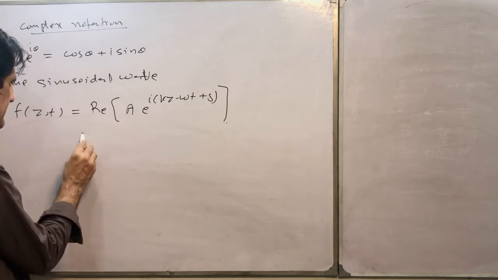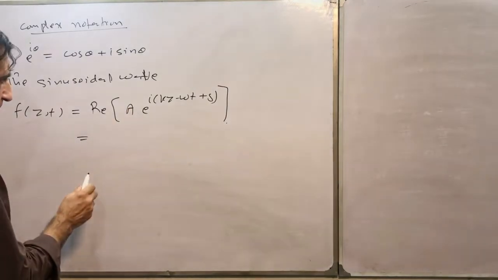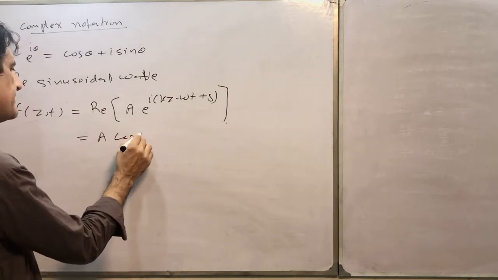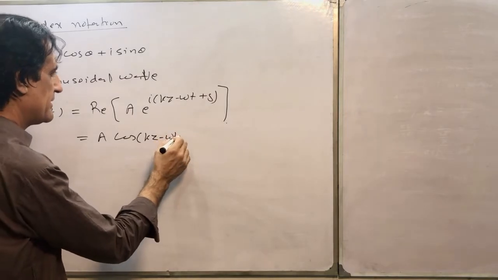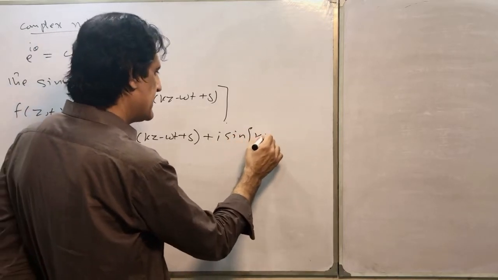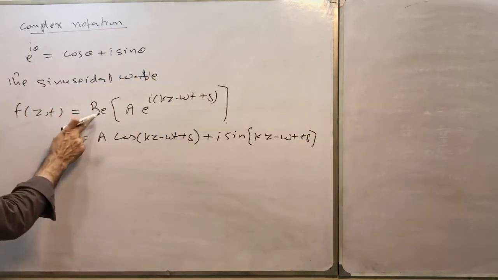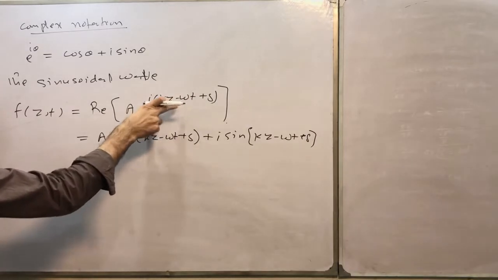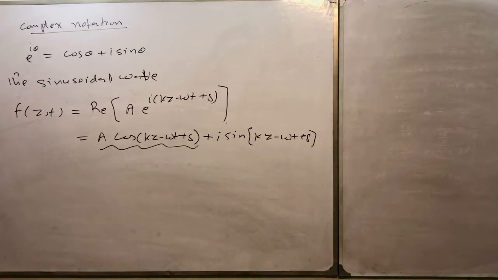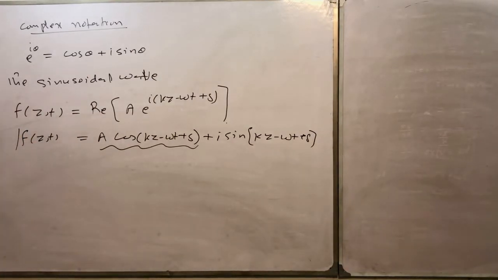And this means that we can pick the real part of this form, because this is equal to A cosine of (kz minus omega t plus delta) plus iota sine of (kz minus omega t plus delta). So I have written the real of this. Real of this means we can pick this term, and this is equal to f of z and t, and this is the sinusoidal wave.